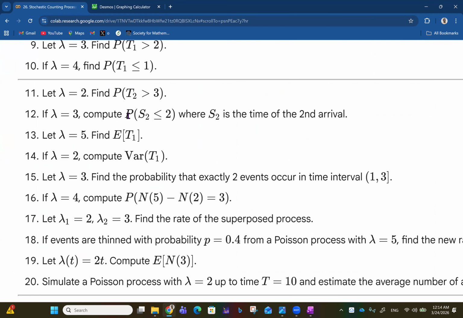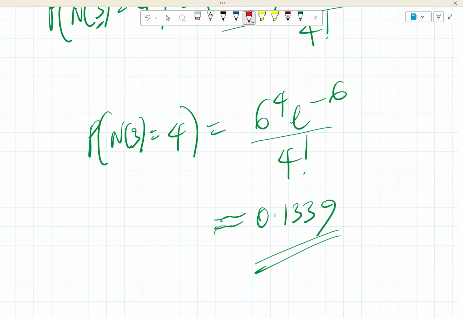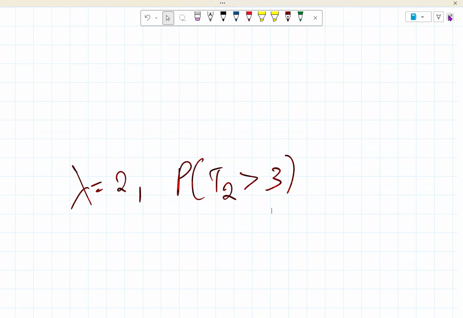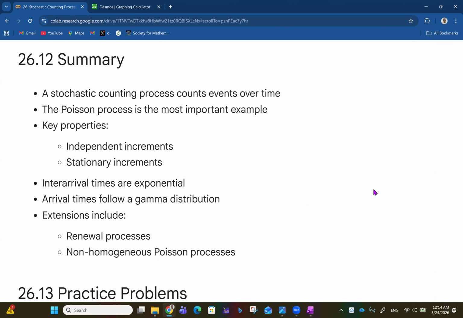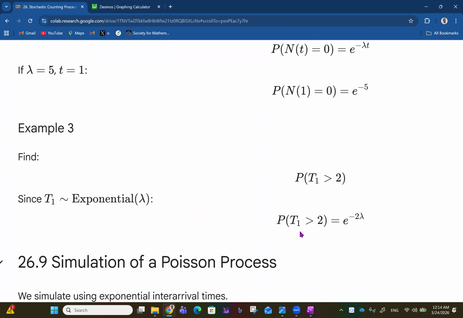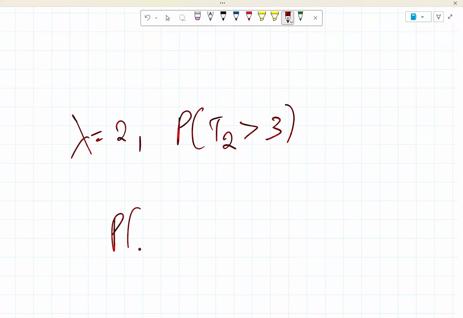Lambda is 2. Find the probability that T2 is greater than 3. We need the probability that the interarrival time is greater than 3. We have such an example, the one I just saw. This is it right here. T1 follows an exponential distribution, so the probability T1 greater than 2 will be e raised to minus 2 lambda.